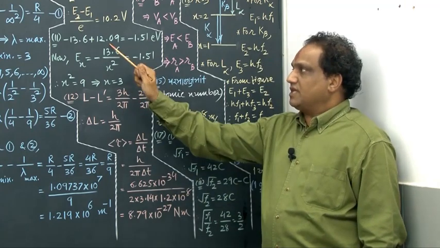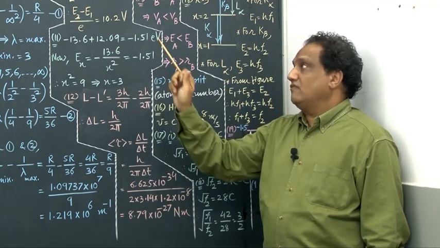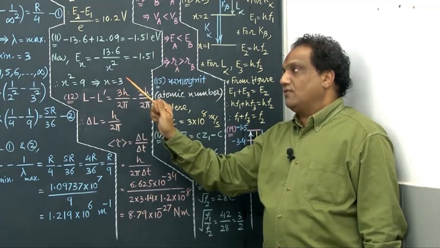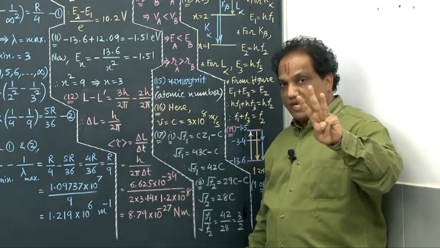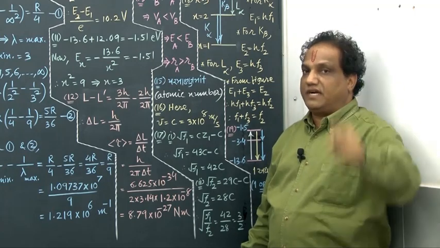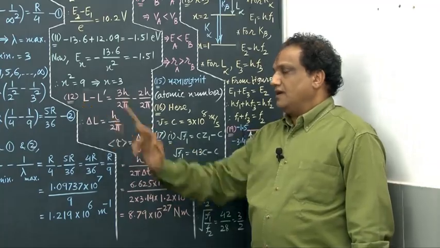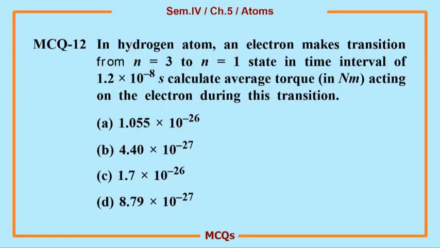So when you supply this much energy and the total energy of the electron becomes this much, the corresponding state is n equal to 3, or you can say the third state, or the second excited state, fine. Kindly read the statement of number 12.